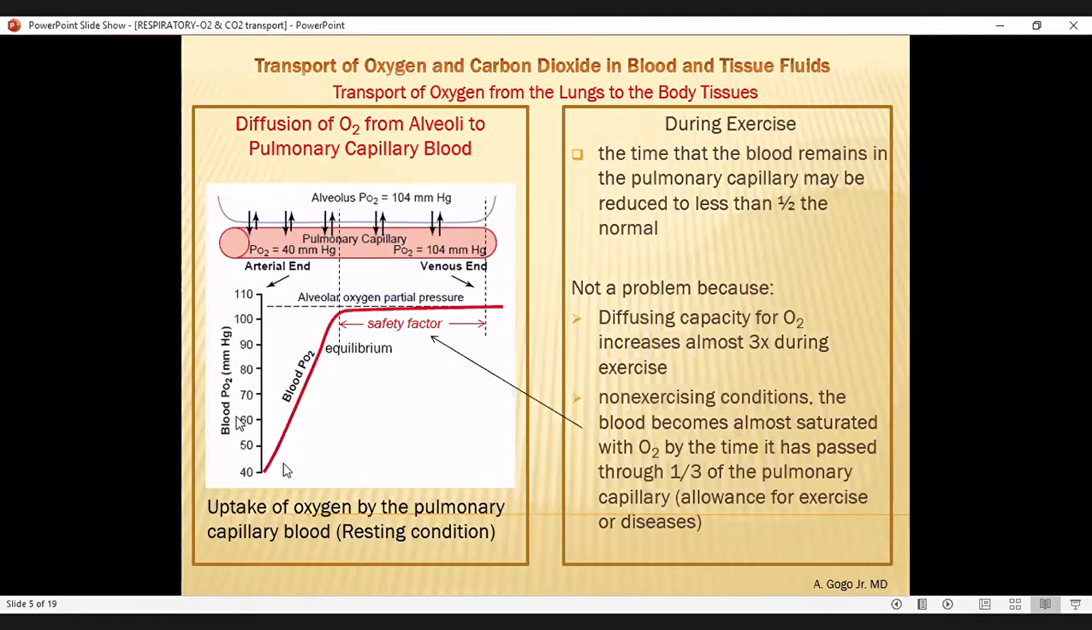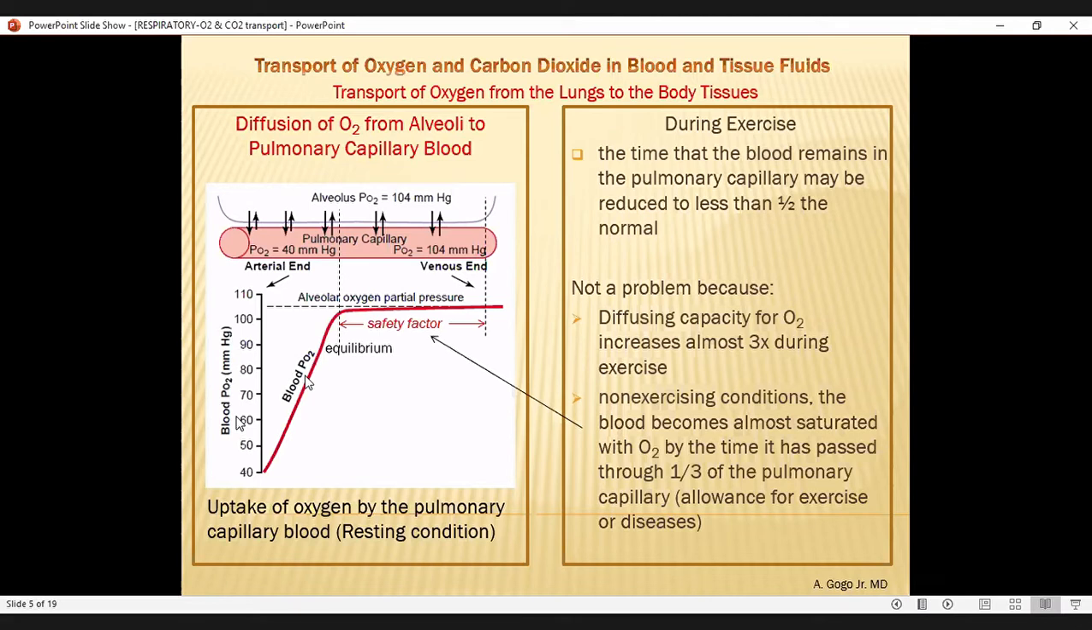Because a level of 40 is not compatible with life already. If the saturation of your hemoglobin is only at P50, it is not compatible with life. So you notice that the oxygen has to bind plenty of hemoglobin. That's why the patient is given oxygen. And the reaction of the body during the first 1/3 of the capillary, plenty of oxygen will bind to hemoglobin.